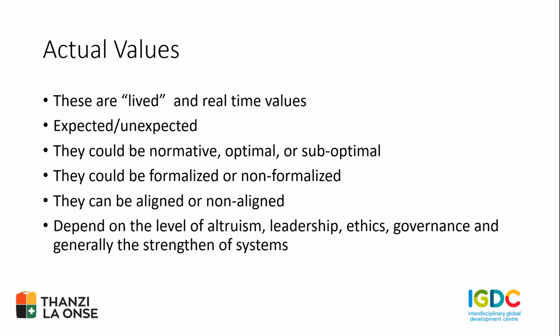Actual values are lived, real-time values. These can be expected, can be unexpected. These are the values which people are actually using. There could be normative, optimal, suboptimal. There could be formalized and non-formalized. They can be aligned or non-aligned to the goal of your institution, depending on the level of altruism or leadership, ethics, and governance, and generally the strength of the systems. So in Malawi, for example, people have said we are going by the EHP, but sometimes at this level, you find that they're not using the EHP, they're using other values. So these are actual values which people are actually using for acquisition of technology.